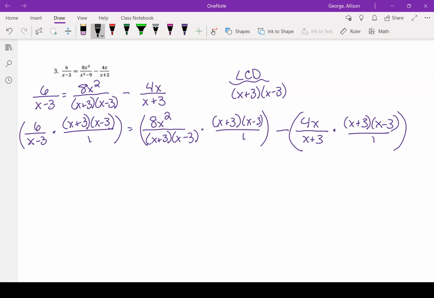Alright, so cancel out what we can. The x minus 3's are going to go. The x plus 3 and x minus 3's in the second one. And then the last one, the x plus 3's. If you're starting to see that pattern and you feel comfortable skipping some steps, you are welcome to do that.